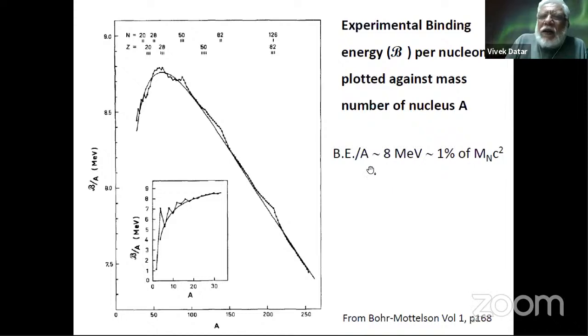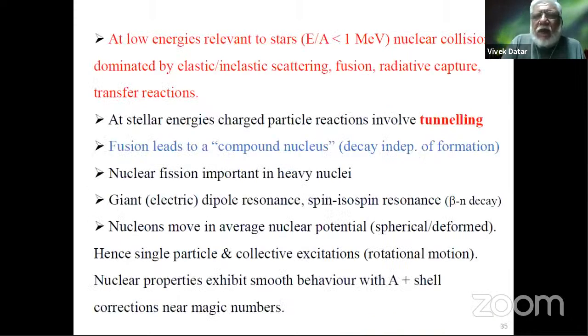Typically the binding energy is of the order of 8 MeV per nucleon, which is a little less than 1% of the nucleon mass, given the mass-energy equivalence. Now let's come to the reactions. At very low energies, which is relevant to stars, and this is energy per nucleon much less than 1 MeV, nuclear collisions are dominated by elastic and inelastic scattering, as the case may be, but also by fusion, radiative capture, and some amount of transfer reactions.